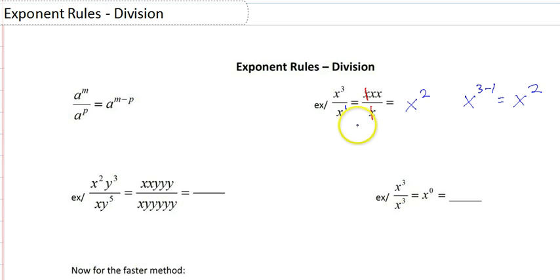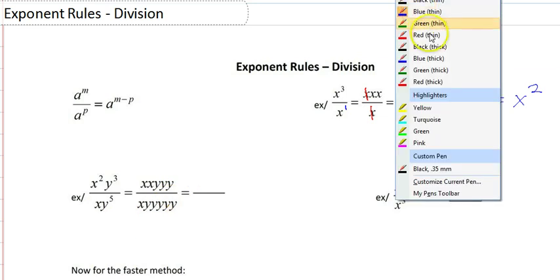So you have two options. You can think of it this way, where the bottom number is coming up and taking out one of those, or you can just subtract them. Let's look at another one. We have x squared and y cubed and y to the 5. So expanded, they look like this.